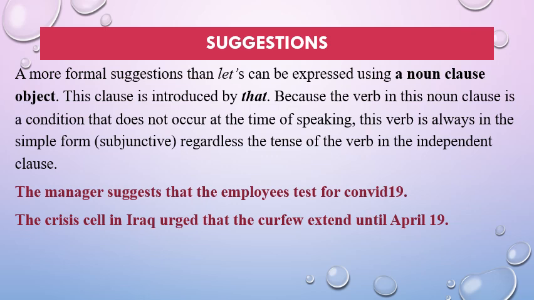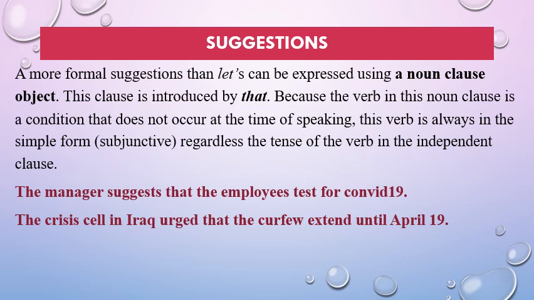Now, a more formal method of formulating suggestions, and I want you to pay attention to this form, is that when you have a verb and then a noun clause, how do we constitute this noun clause? This noun clause is usually preceded by or follows that. Alright? And the verb in this noun clause is always in the simple form, regardless of the tense of the verb in the main or independent clause.